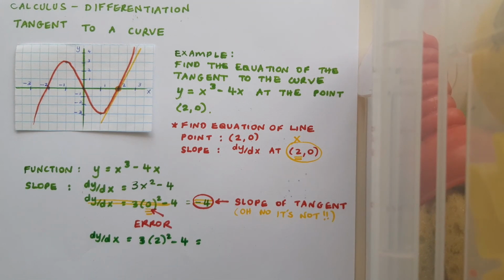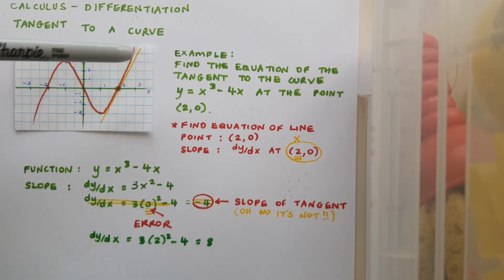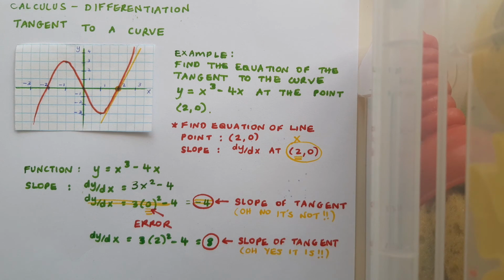Okay, second time lucky. 3 times 2 squared minus 4, and that comes out as 8. Now that actually makes an awful lot more sense visually when I look back to my diagram. I can see that yellow tangent that I drew in, it was definitely increasing. It had to have a positive slope. Yeah, this looks an awful lot more like what it should be. So this 8 is the slope of my tangent.